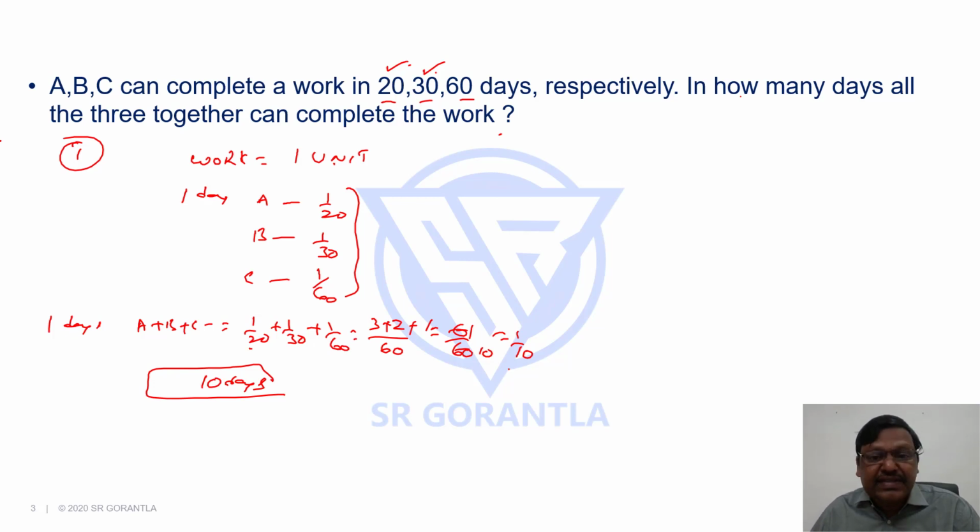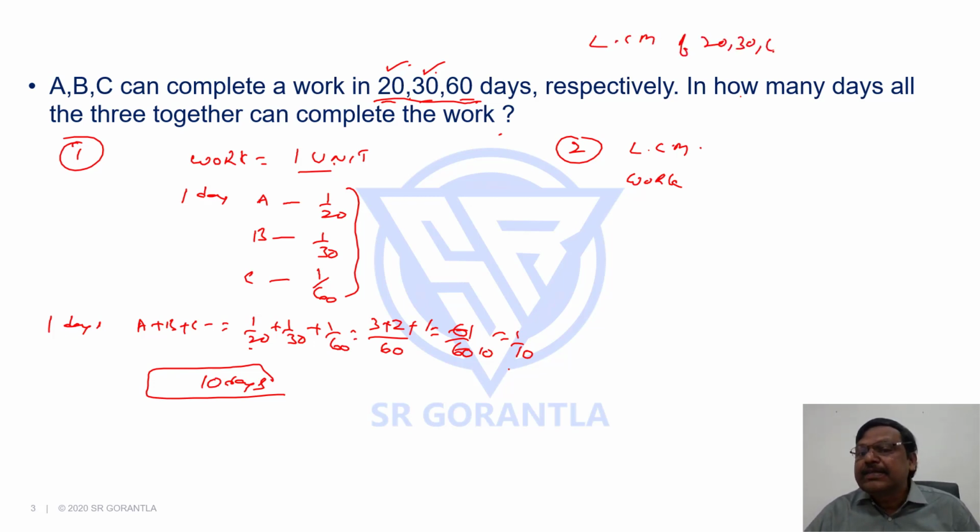Second one is LCM method. Then I will also give you a formula. As I said, if you recall the discussion we had in the earlier session, in LCM method, instead of 1 unit, we assume the work as the LCM of the given numbers. LCM of 20, 30, 60 is 60. So we assume the work as 60 units.